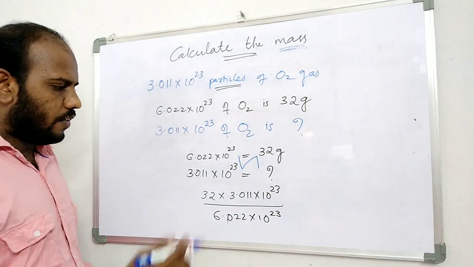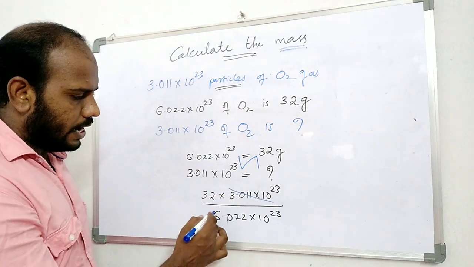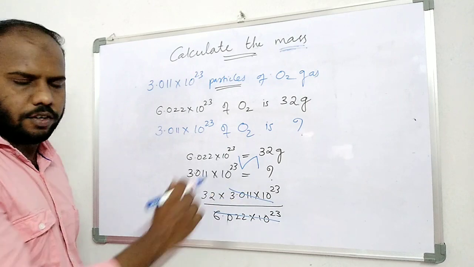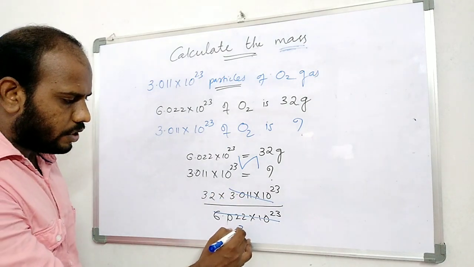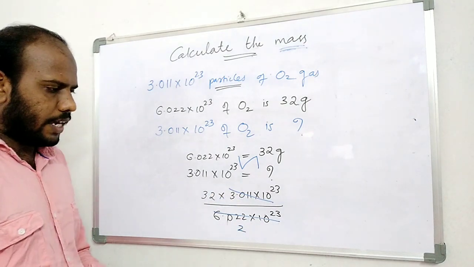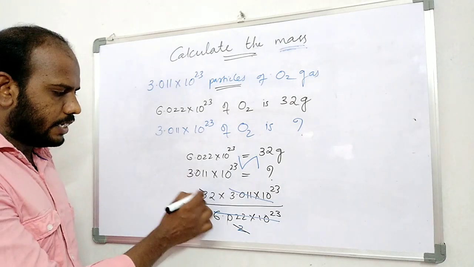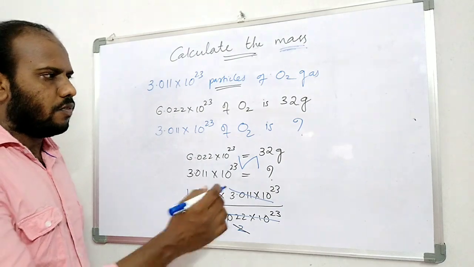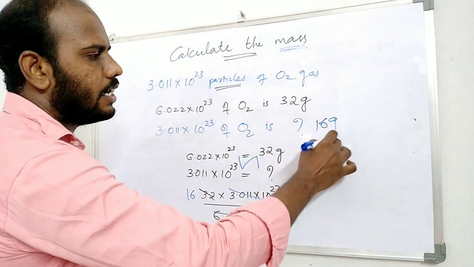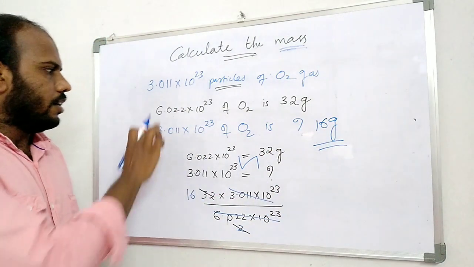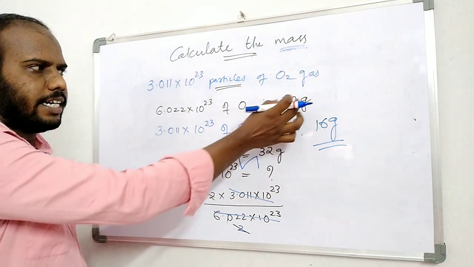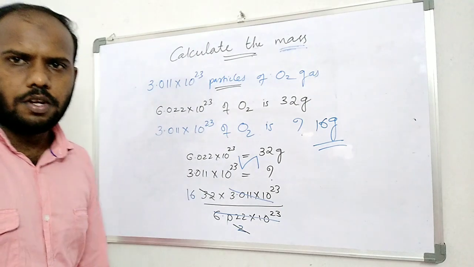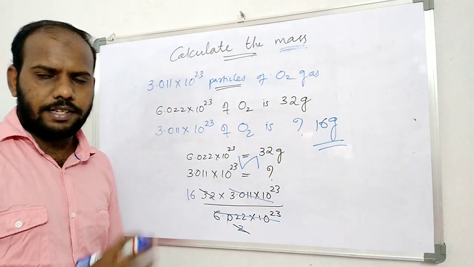Got it, children? So what can we do? This and this will be cancelled. How many times? Look, this is a half, yes or no? So here 2 times are there. Now we can cancel this 2 and this 32. We get 16 gram. So what will be the answer? 16 grams. Look, it is the same: 6.022 means the full 32 gram, so half of that gives half the mass. Got it, children? I hope you are understanding well.